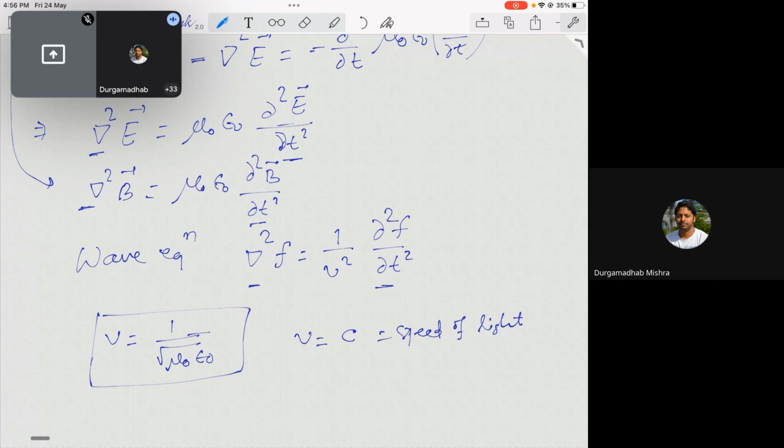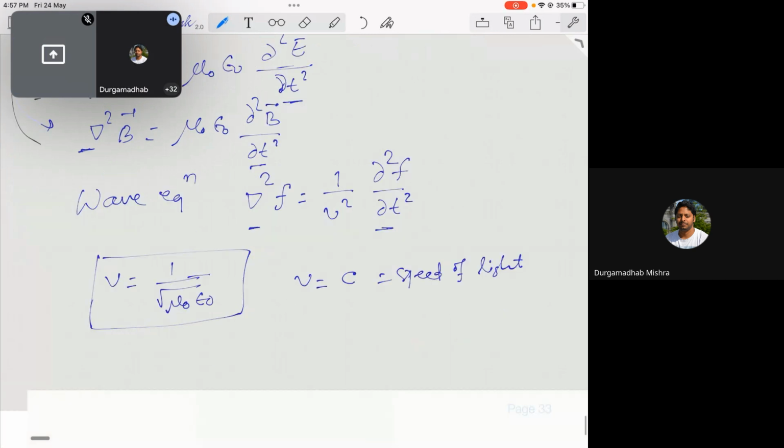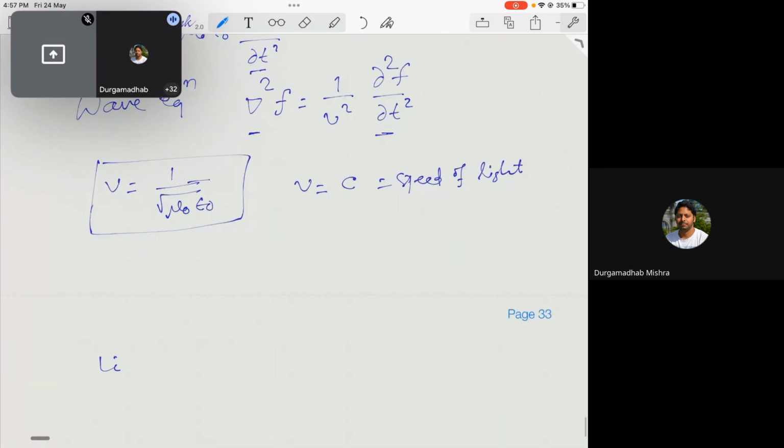So this is the kind of new insight that Maxwell's equations brought, which was very new at that time. Almost no one had thought about it. And that's why Maxwell's equations are treated as the most fundamental laws, and one of the most important aspects of physics. So this basically tells you that light is an electromagnetic wave.